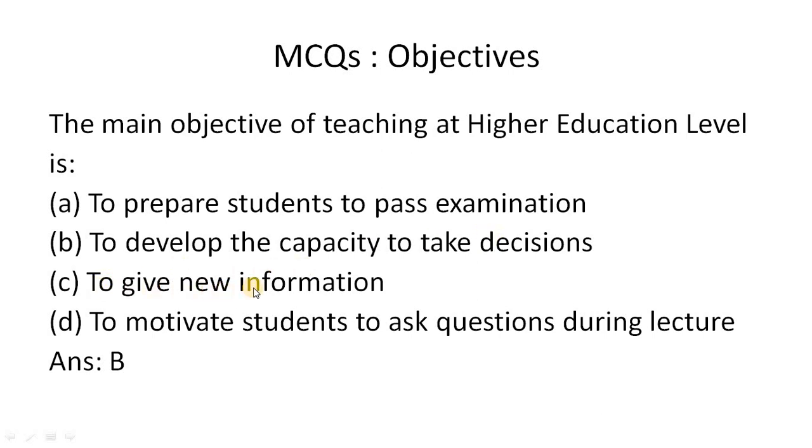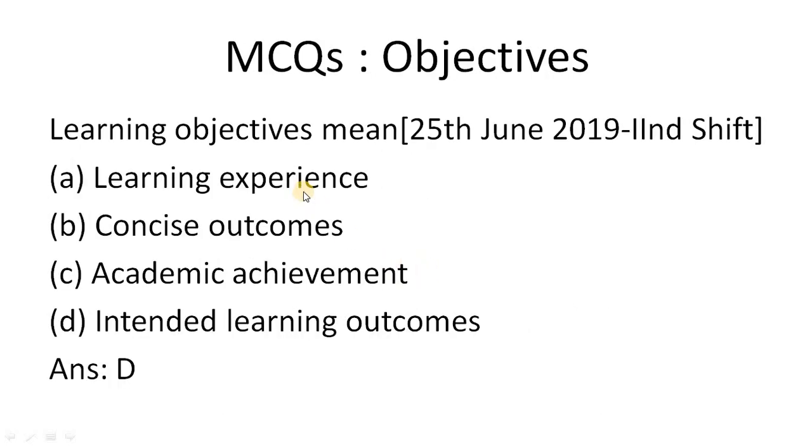And to give new information, it is somehow correct, but giving information is not a part of higher education. To motivate students to ask questions during lecture, okay, it can be, but it's not as broad as this one, taking decisions. So option B will be the correct one. Now the second question from objectives: learning objectives means learning experiences, concise outcomes, academic achievements, intended learning outcomes. Obviously option D will be correct.